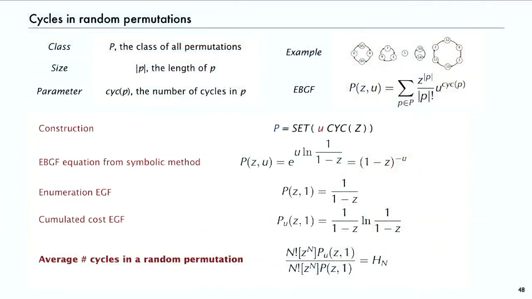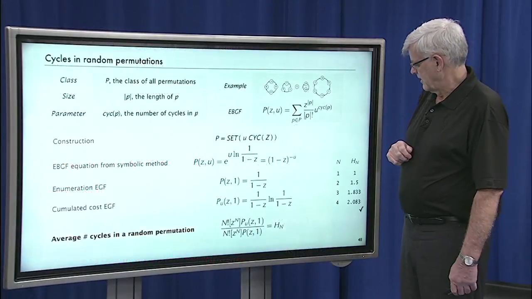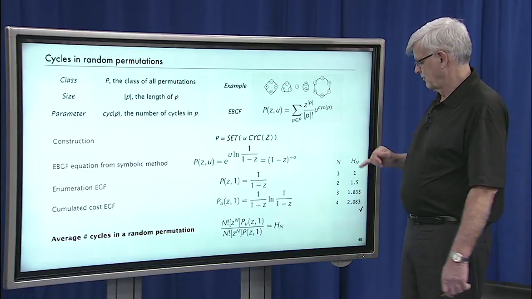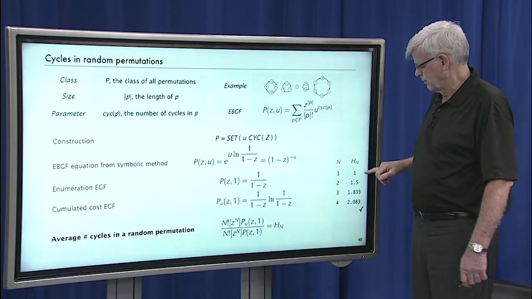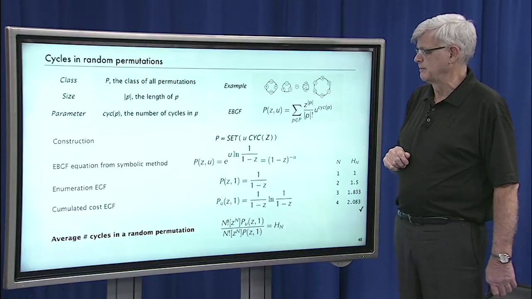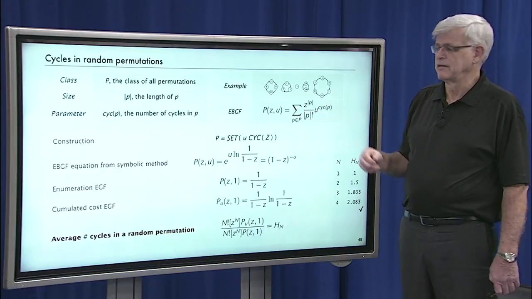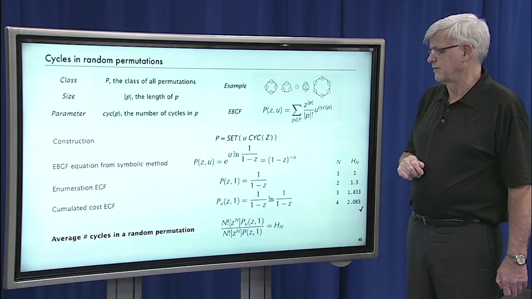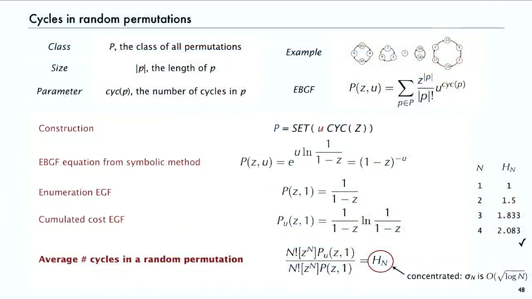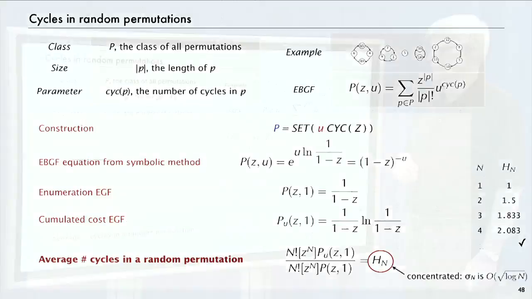And then, therefore, the average number of cycles in a random permutation is the ratio of the coefficients of those two multiplied by n factorial, and that's exactly the harmonic numbers. And that checks with what we observed. The number of cycles of a random permutation of 1, 2, 3, 4 is 1.5, 1.833, and 2.083. So straightforward with the symbolic method, marking the parameter value with the second variable u. And again, we can go and compute the standard deviation. It's a square root of log n, so that one is even concentrated.